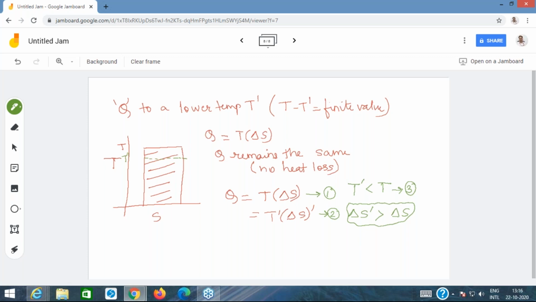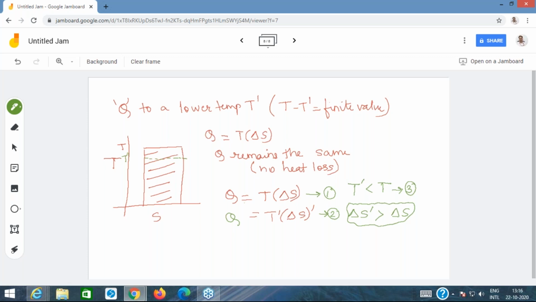Now, what would be Q? Q would be T dash into delta S dash, right? But Q is also T into delta S. Now if you look at expressions 1 and 2, expression 1 is Q equal to T into delta S. That is the significance of the temperature entropy diagram: the area under it gives you the heat transfer. So Q equals T into delta S is equation 1, and Q equals T dash into delta S dash is equation 2. And we know that T dash is less than T.